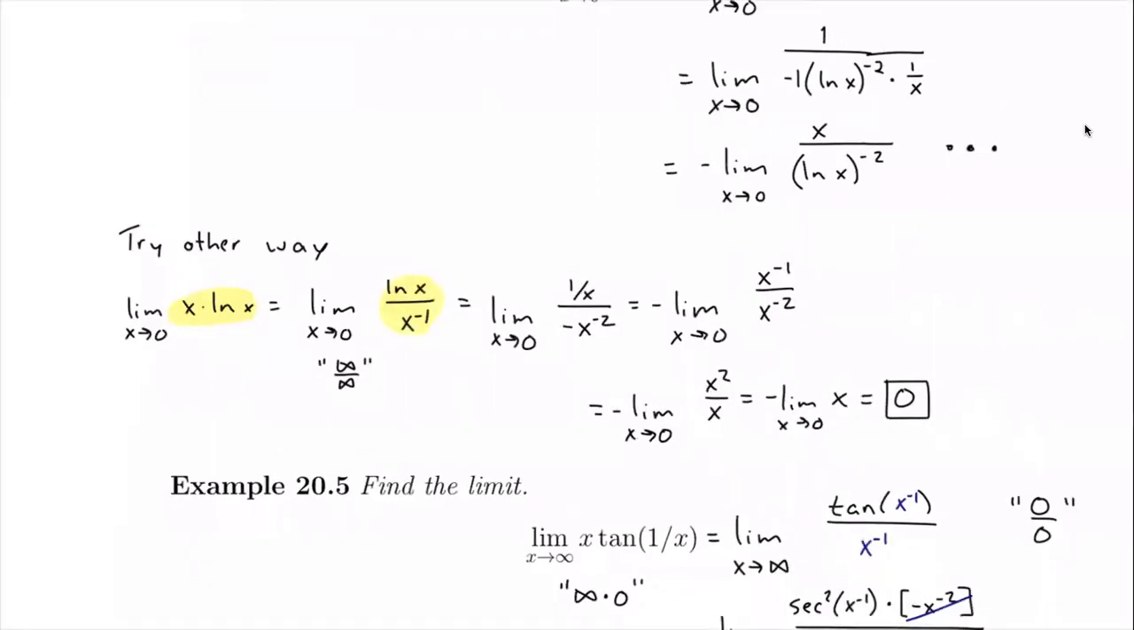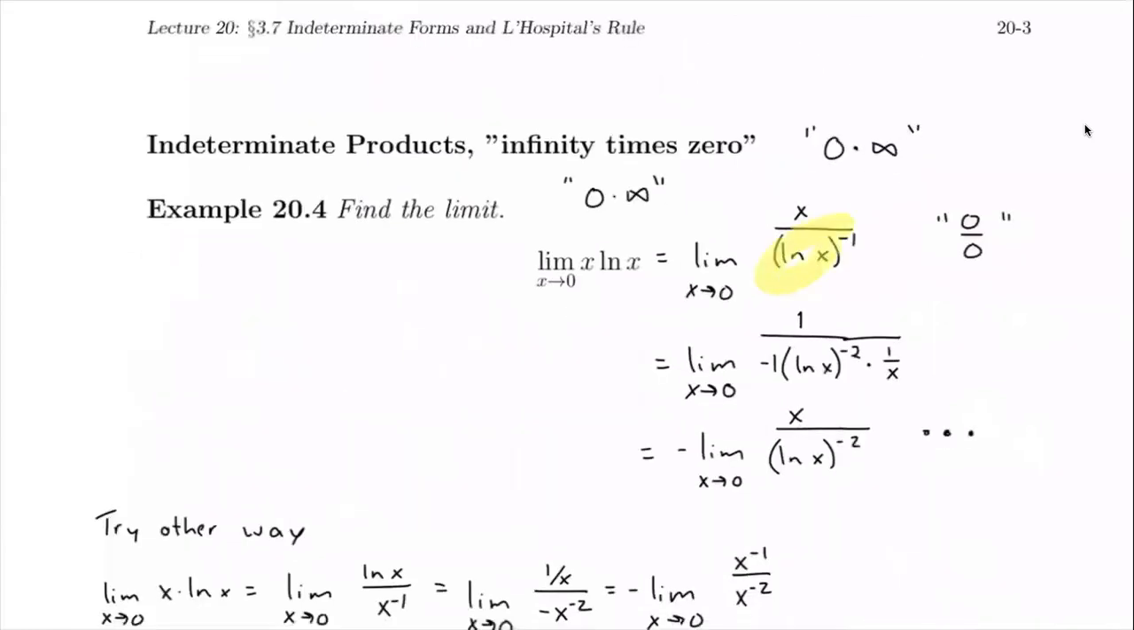It's a little cleaner. But if this way doesn't seem to work out, just always remember you can go the other way. Right? Once we have quotients, then we're just off and running for L'Hopital's. We can just apply it until we have something that evaluates. Okay, so that's it for section 3.7.